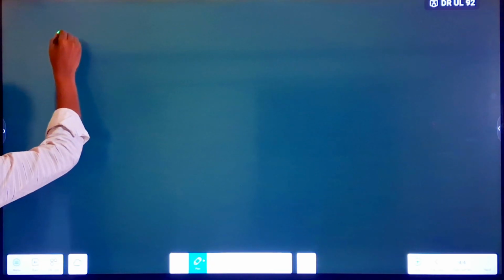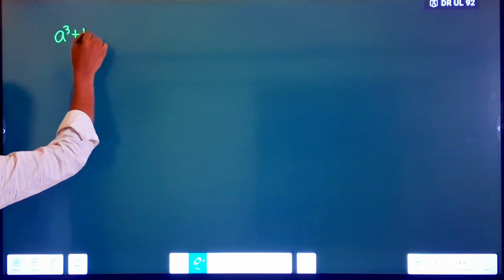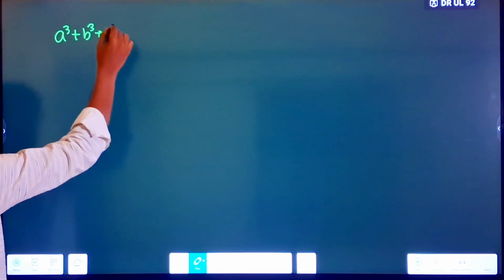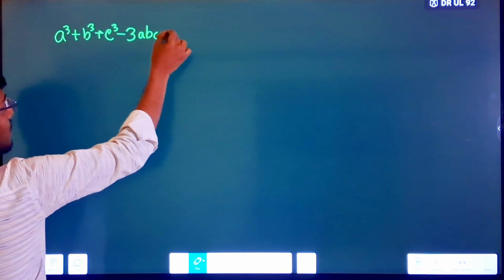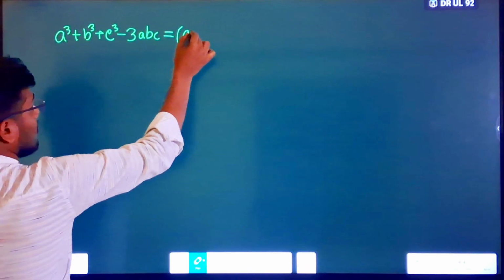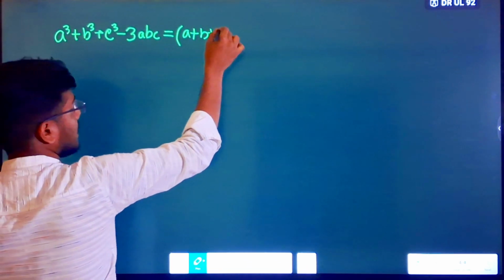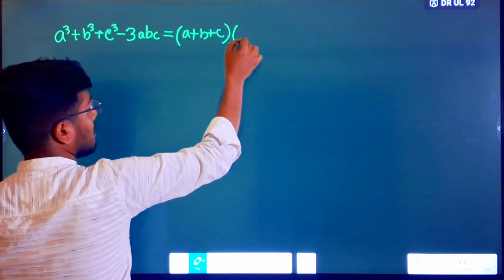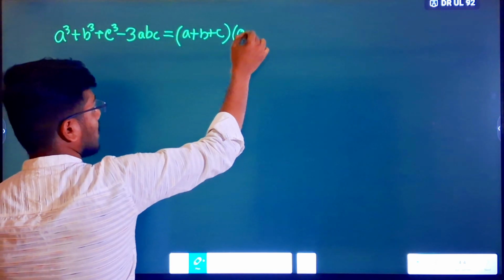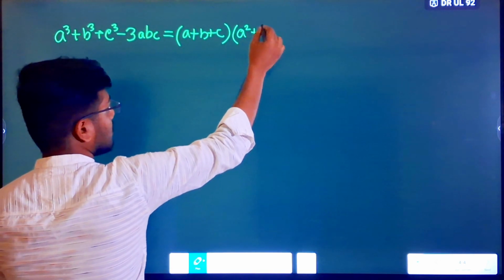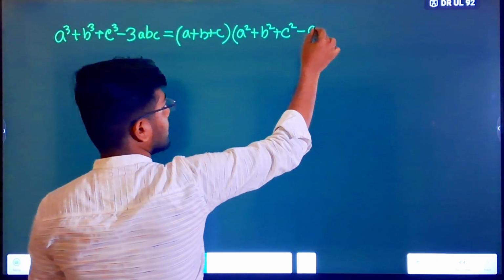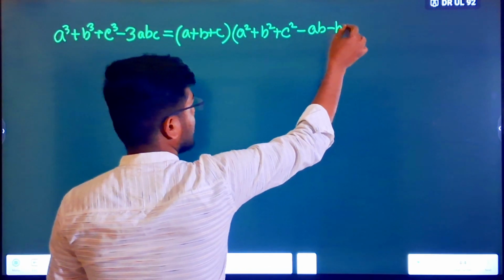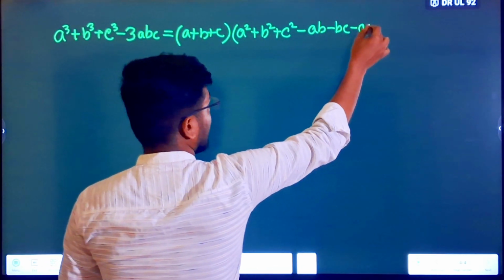Last one, the formula is a cube plus b cube plus c cube minus 3abc. What is the formula? The formula is a plus b plus c, multiplied by what? A square plus b square plus c square minus ab minus bc minus ca.